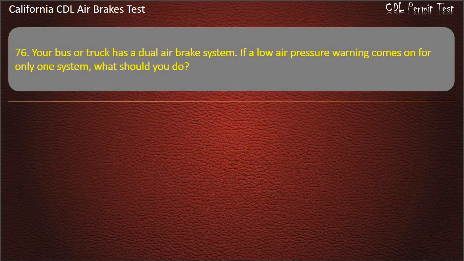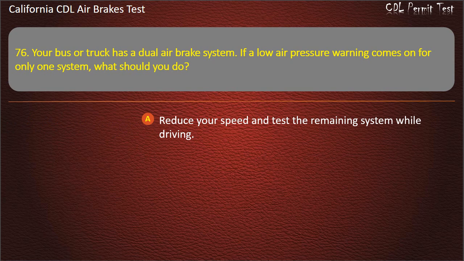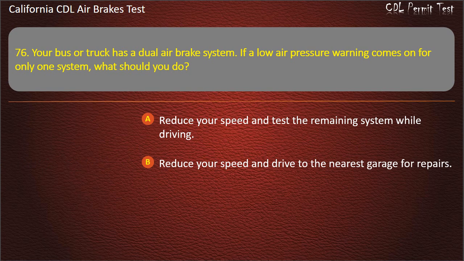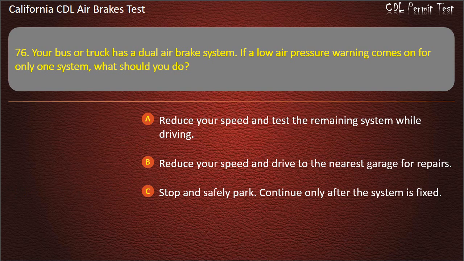Question 76. Your bus or truck has a dual air brake system. If a low air pressure warning comes on for only one system, what should you do? Reduce your speed and test the remaining system while driving. Reduce your speed and drive to the nearest garage for repairs. Stop and safely park. Continue only after the system is fixed. Answer. Stop and safely park. Continue only after the system is fixed.